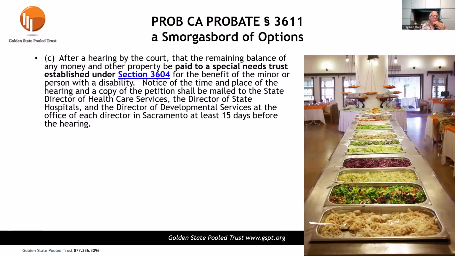Once again, after a hearing by the court, we're going to get deeper into this. The remaining balance of the money can be paid to a special needs trust established under Probate Code 3604. That is our tried and true for the benefit of a minor or a person with a disability. Once again, you need to give notice to the state director of healthcare services, the director of state hospitals and the director of developmental services at least 15 days before the hearing. My understanding is that those all go to the same desk, but it doesn't matter. You need to send 3 letters, right? And if you don't, you're not going to get to pass that square and go.